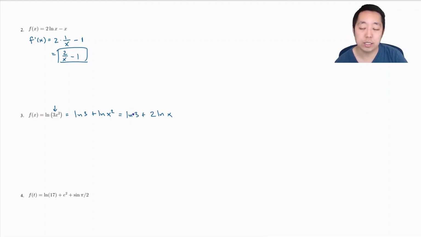This is just a constant. ln of 3 is just a number. It's a very weird number, right? It has lots of decimal points, irrational and everything, but it's still a number, okay? And so the derivative of that is going to be 0. So really only got to worry about this part. This is 2 times the derivative of ln x, which is 1 over x, so 2 over x.